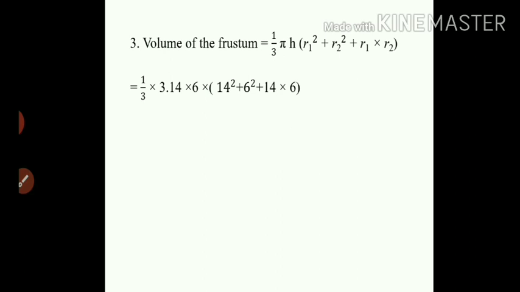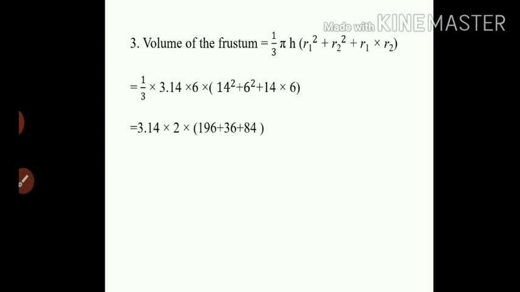Now you can see here 1 upon 3 multiplied by 3.14 multiplied by 6. So you can cancel 6 and 3. 3 ones are 3, 3 twos are 6. Again I am saying 1 upon 3, in the denominator we have 3, multiplied by 3.14 multiplied by 6. 6 we can cancel in 3's table. So see what we get. 3.14 multiplied by 2, since 3 ones are 3, 3 twos are 6.